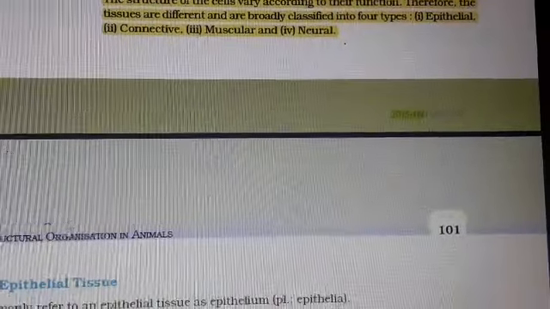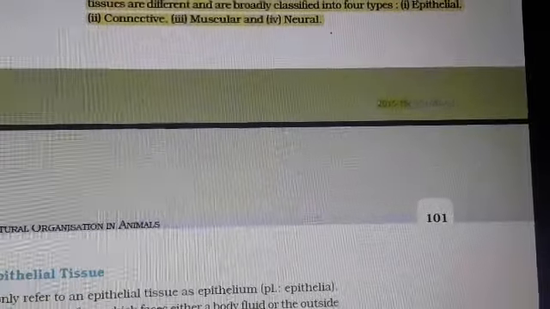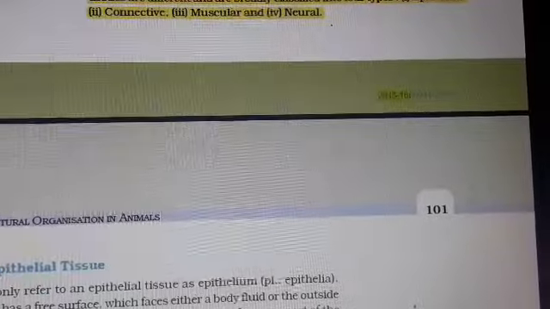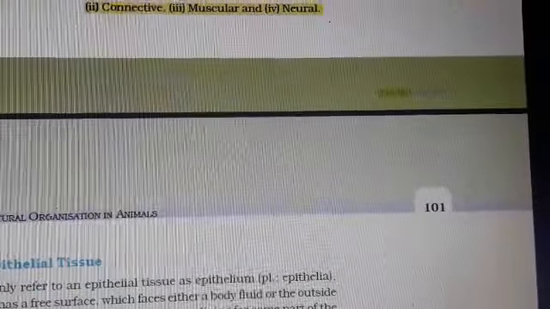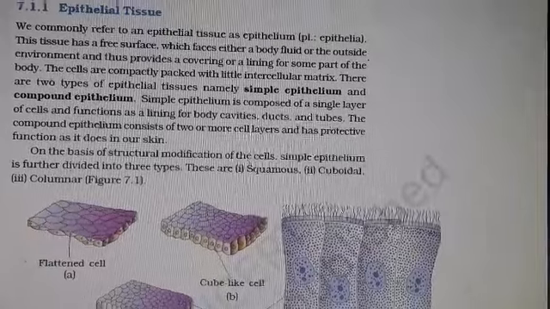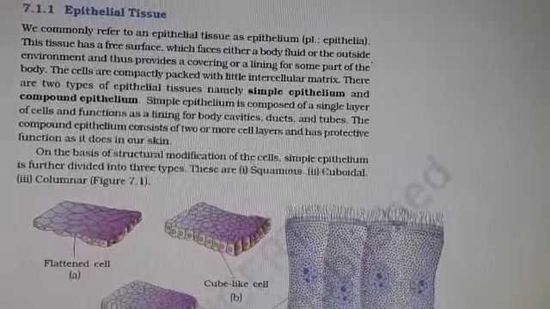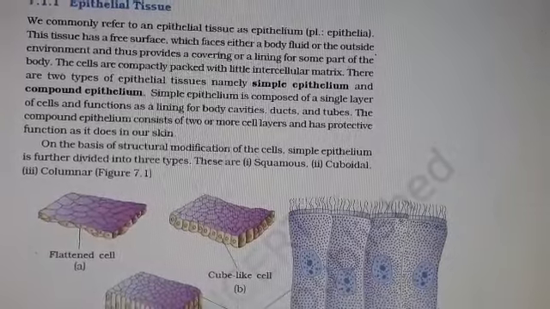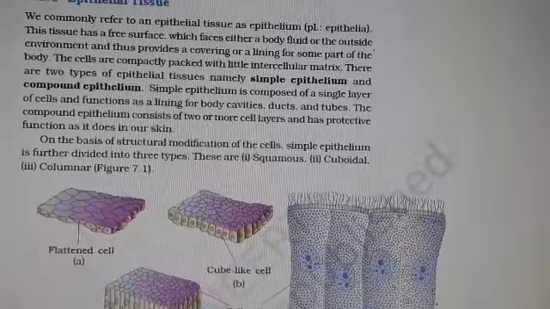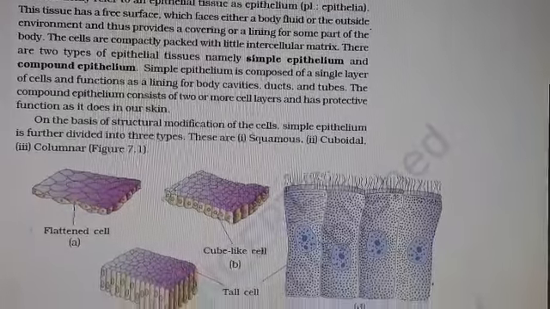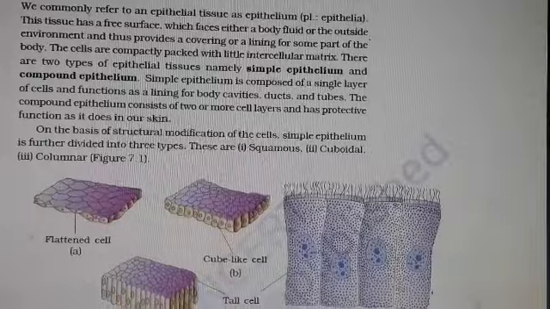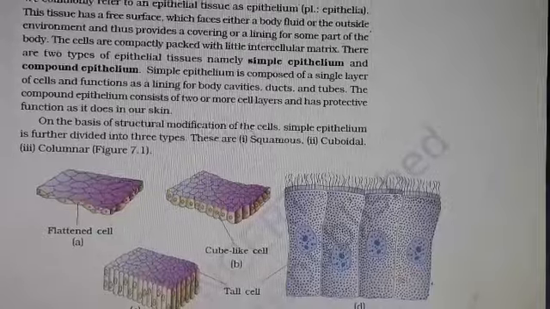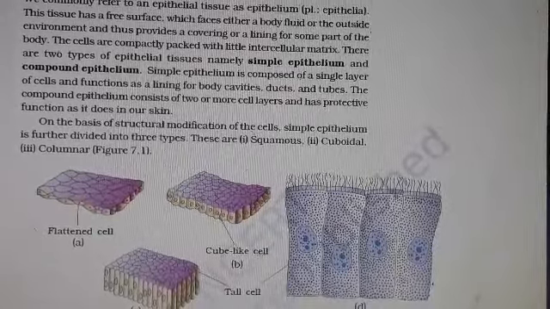Now the animal tissue. The structure of the cell varies according to its function. Therefore, tissues are different and are broadly classified into 4 types: epithelial, connective, muscular and neural. So now comes epithelial tissue. We commonly refer to an epithelial tissue as epithelium, plural epithelia. This tissue has a free surface which faces either body fluid or the outside environment, and this provides a covering or a lining for some part of the body. The cells are compactly packed with little intercellular matrix.